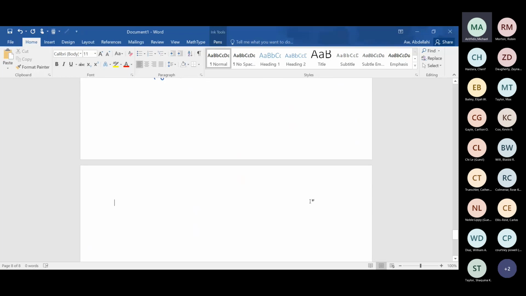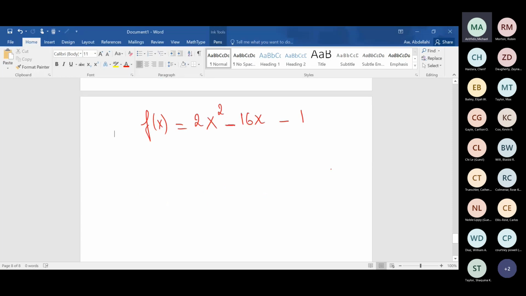See? So if you have f of x equal to 2x squared minus 16x minus 1, find the vertex, please. Go ahead. Using the formula, right? I'm not asking you to repeat the steps. We already did the steps, I use the formula to find the vertex.